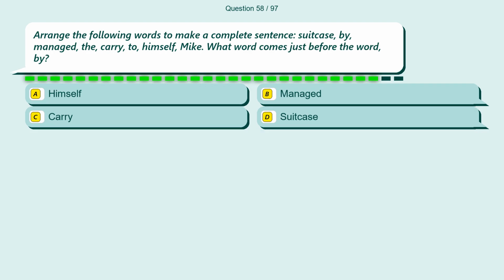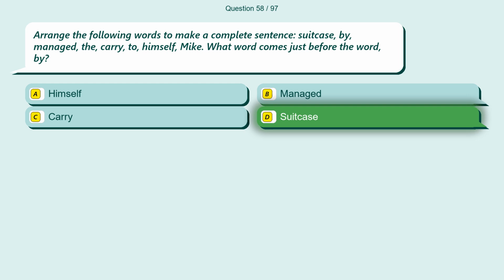Question 58. Arrange the following words to make a complete sentence. Suitcase, by, managed, the, carry, to, himself, Mike. What word comes just before the word, by? Option A, himself. Option B, managed. Option C, carry. Option D, suitcase.